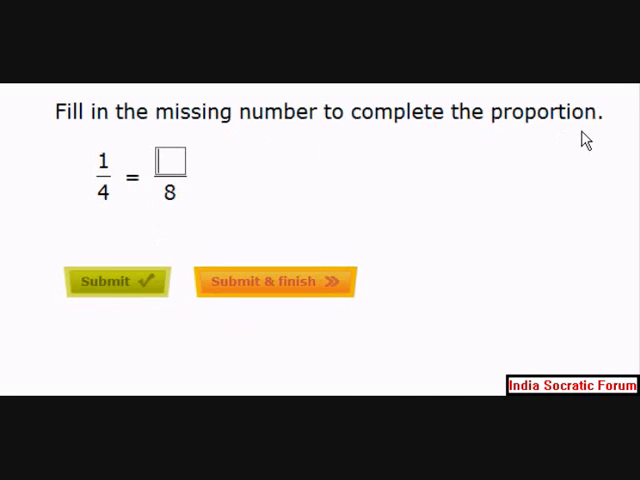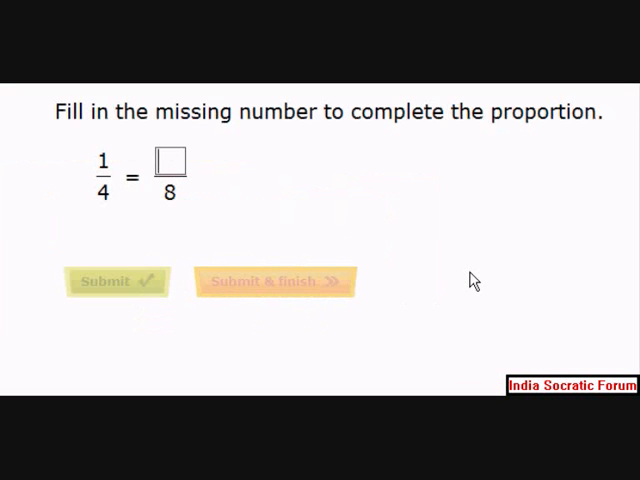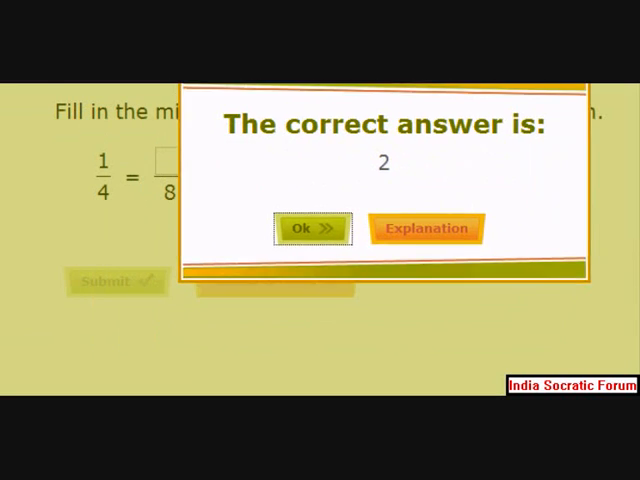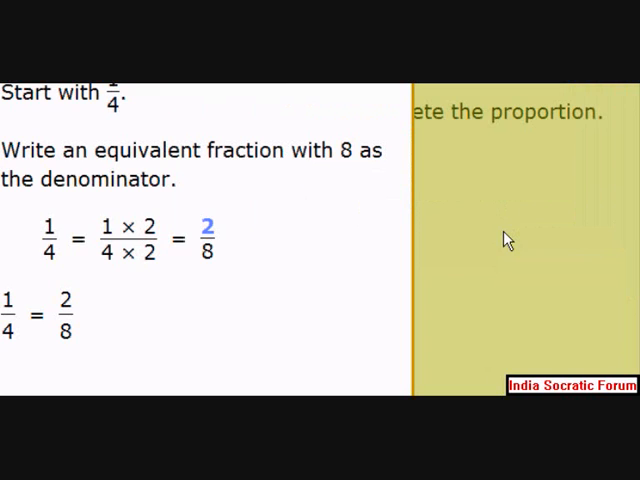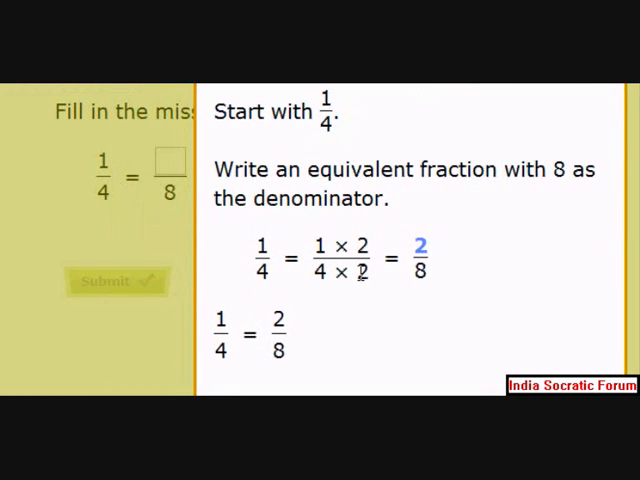Fill in the missing number to complete the proportion. 1 by 4 equals what by 8? Pause the video and find the answer. Correct answer is 2. How do we do that? Start with 1 by 4. Write an equivalent fraction to get 8. For that we have to multiply, right? Do the same on the numerator. The answer is 1 times 2 is 2. 2 by 8. 1 by 4 equals 2 by 8.